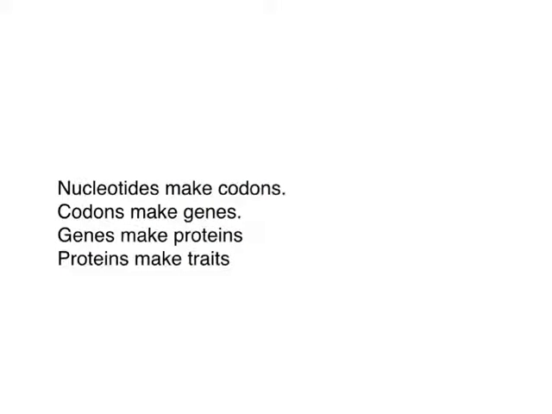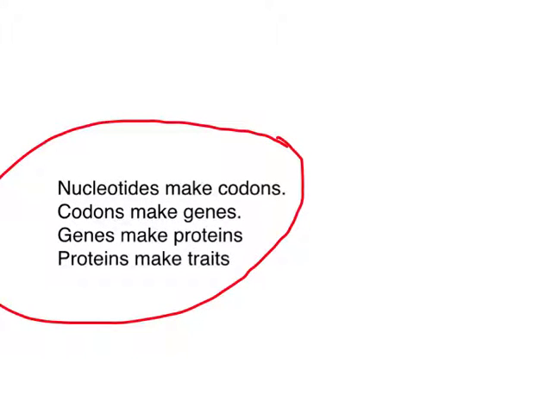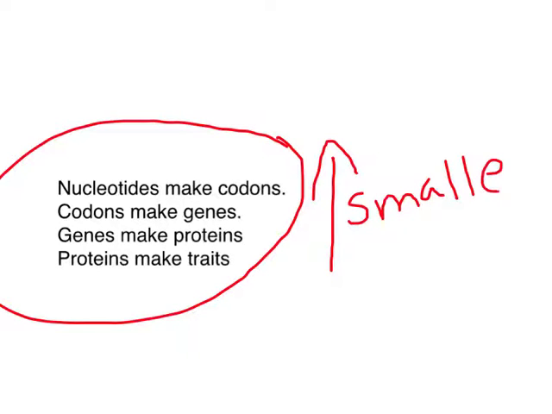Another way of thinking of it is this way, okay? And this is kind of reversing the hierarchy from the previous page. So we're getting smaller here as we move up. Nucleotides make codons. Codons make up genes. Genes make proteins, and proteins make traits. So that's just another way of thinking of it if the first way confused you.